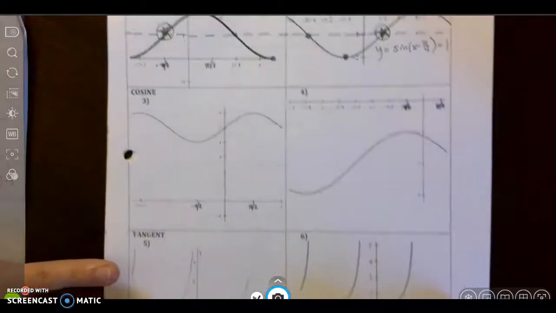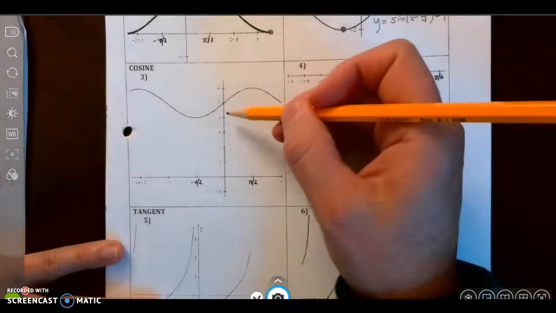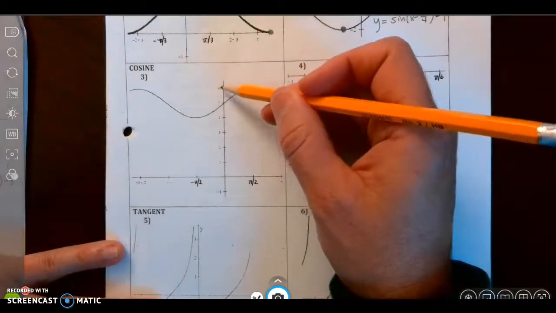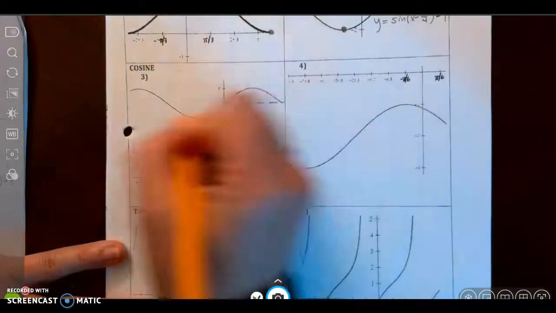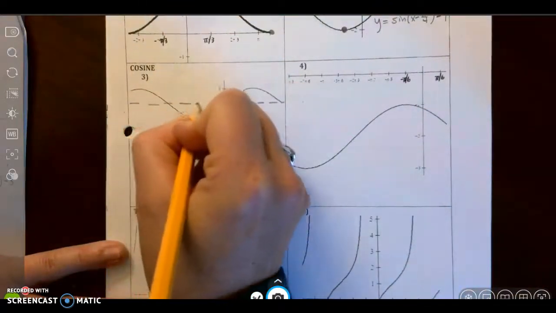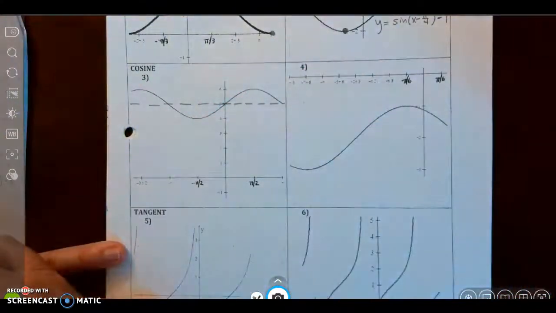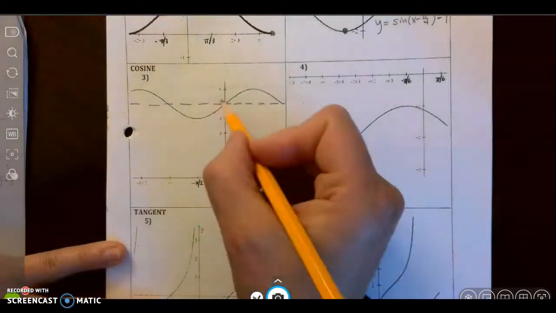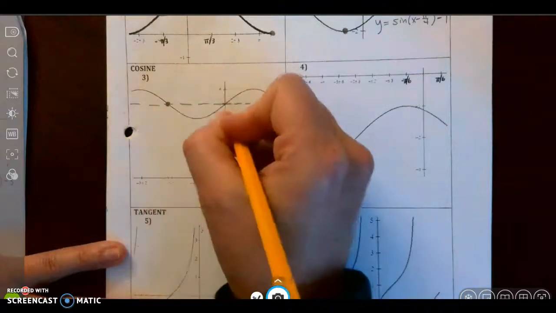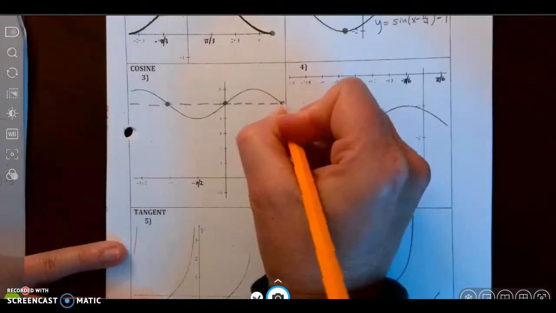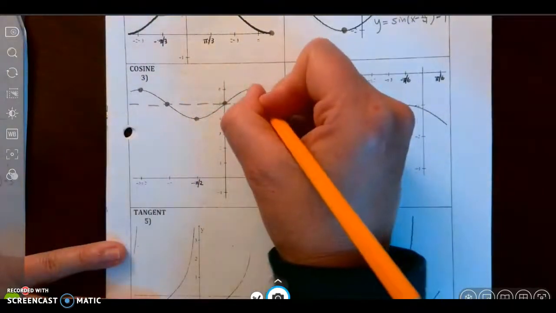Okay, let's go to number 3, cosine. All right, I go from 4 to 6, so in the middle would be 5. That's where I would draw my axis, and I check it. I'm 1 above and 1 below, so I know I've drawn my axis in the correct place. Then I'm going to label key points on the axis, and then highs and lows.